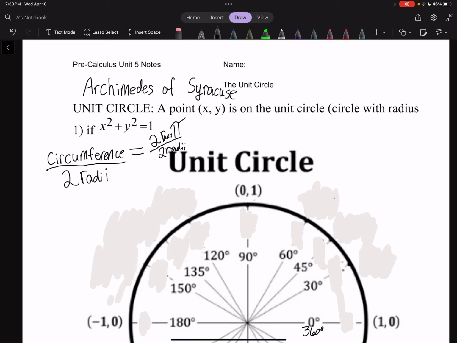Now, what Archimedes ended up doing was showing that pi was somewhere between 3 and a 7th and 3 and 10 over 71, which was a whole lot more decimals than what had been previously. Okay? That's the part I want to talk about for a little bit. Archimedes found this relationship, though. Pi is equal to circumference divided by the diameter.